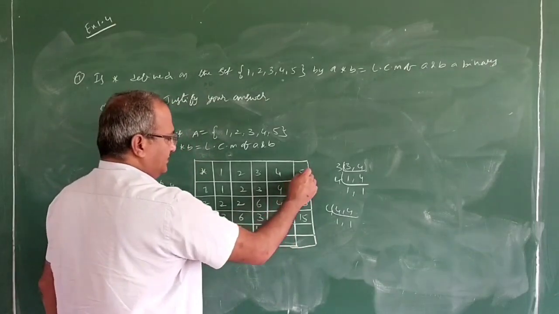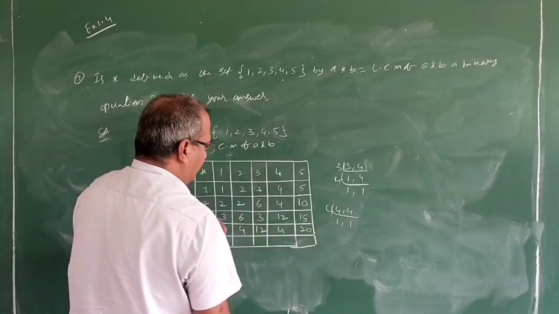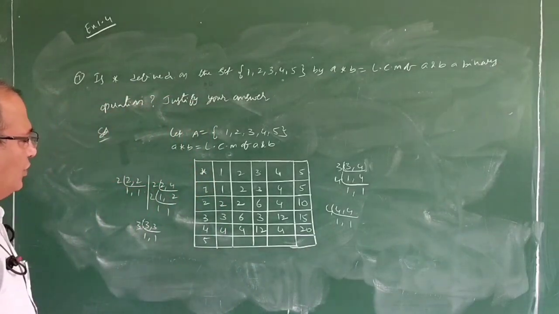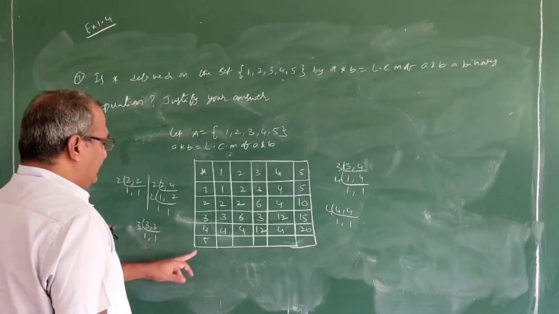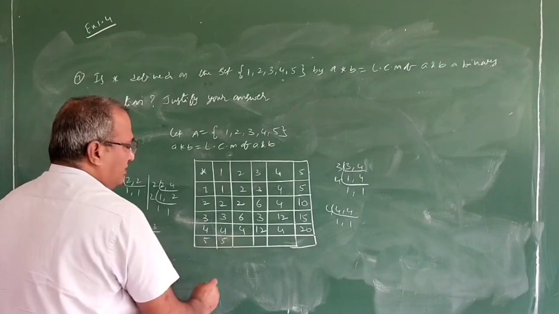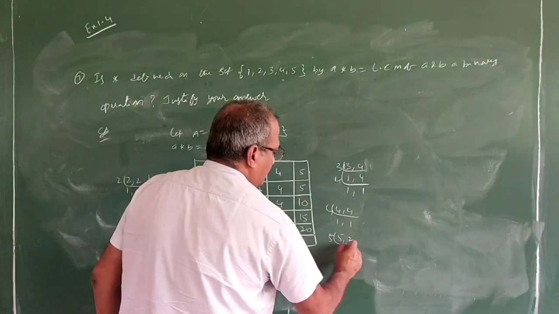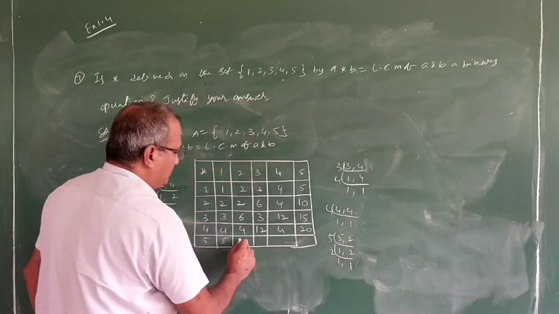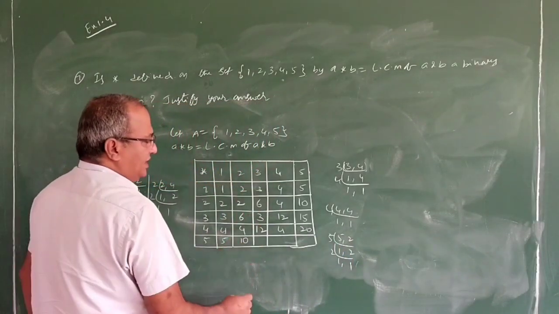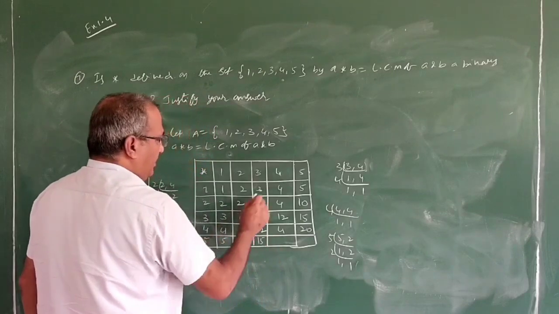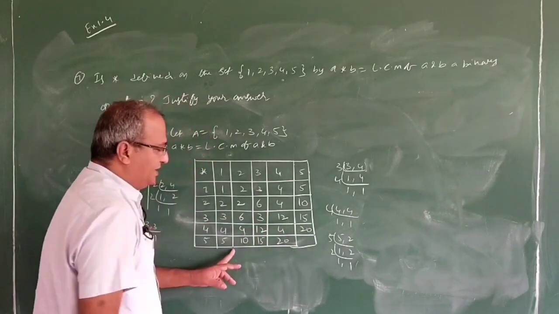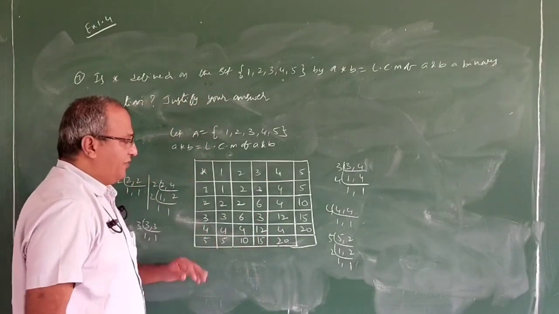4 5 are 20. Next, 5 1 is 5. 5 comma 2, that is 5 1 2 2 1. So 5 2 is 10. 5 3 is 15. 5 4 is 20. It is not multiplication. It is LCM. 5 5 LCM is what?